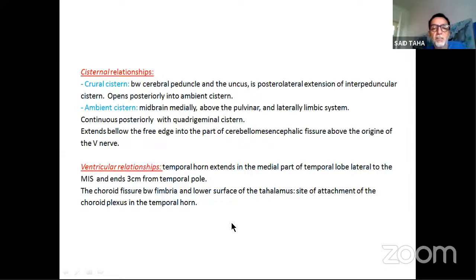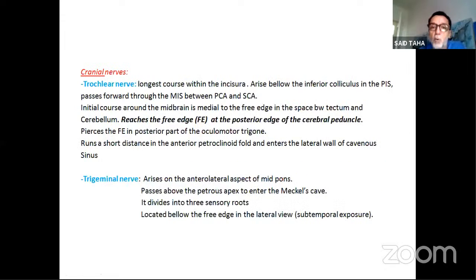As for the ventricular relationships, the temporal horn extends in the medial part of the temporal lobe, lateral to the middle incisural space, and 3 centimeters from the temporal pole. The choroidal fissure between the fimbria and the lower surface of the thalamus is the site of attachment of the choroidal plexus in the temporal horn.